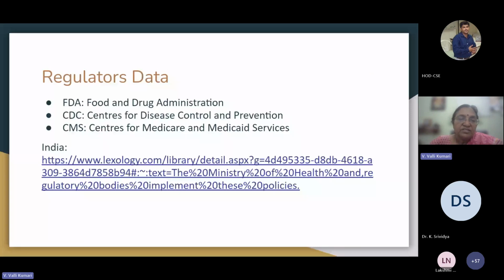And there are regulators like the Food and Drug Administration, Centers for Disease Control and Prevention, Centers for Medicare and Medicaid Services. So these are all the US standards. Why I have put them here is that most of the data sets available on Kaggle or GitHub talk about these regulators. And of course, for India, we have this.